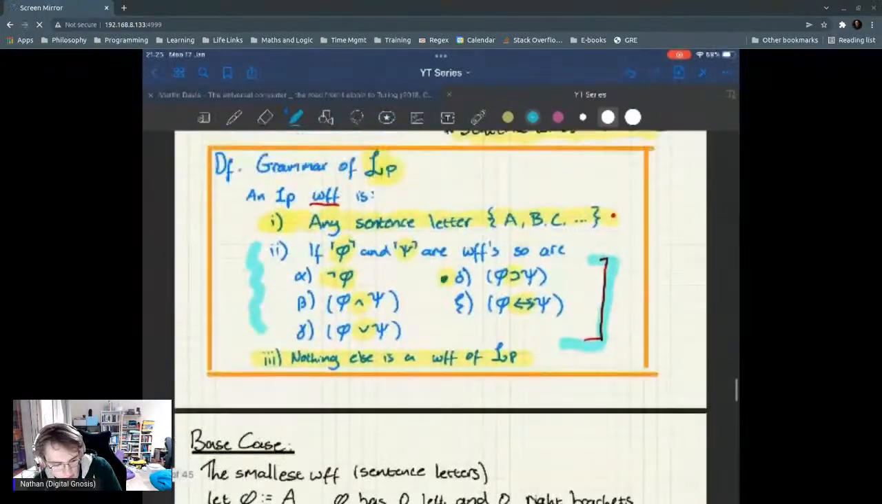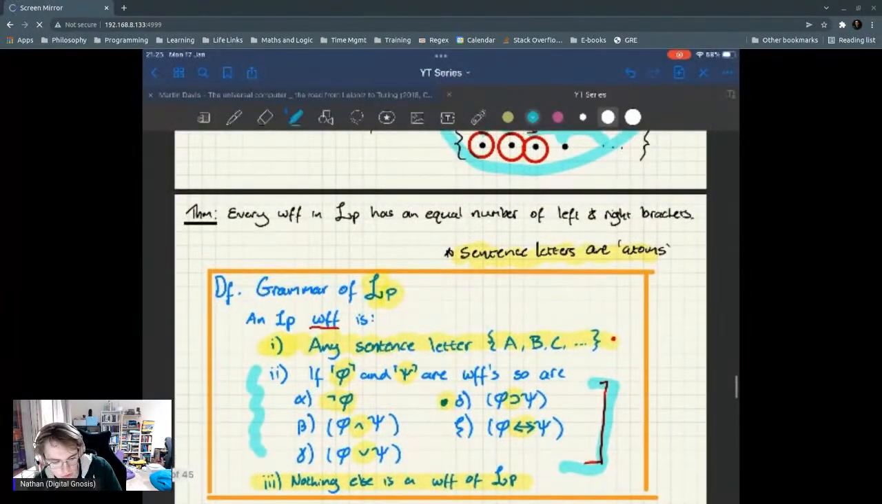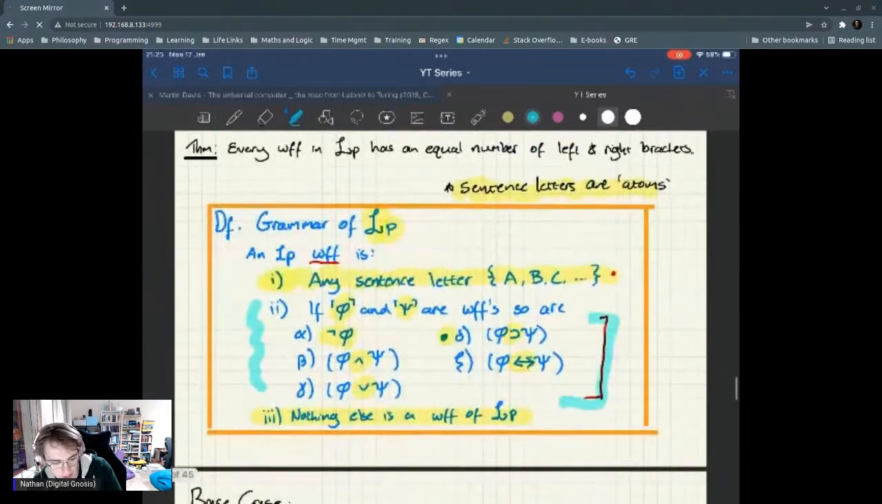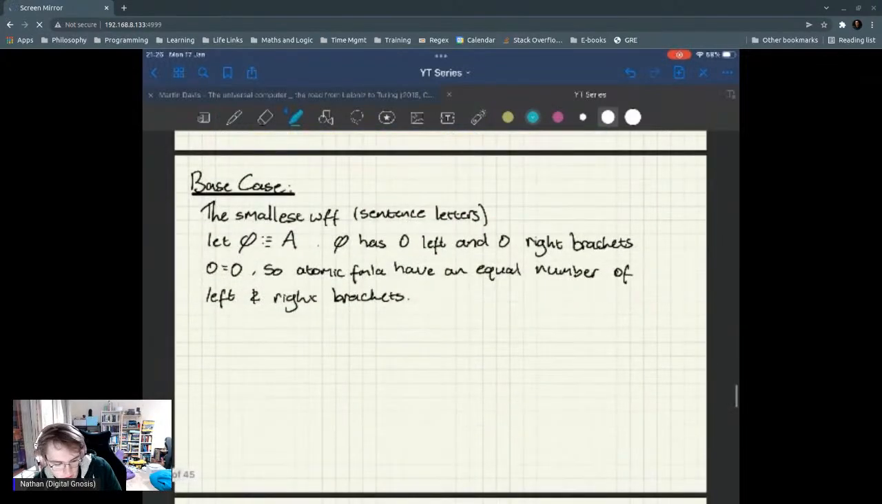Okay, so how would we go about proving this theorem that every well-formed formula in our propositional language has an equal number of left and right brackets? Well, firstly, think about what our smallest case is that we can prove it for. Well, that's going to be the sentence letters of our language. So the smallest well-formed formulas, sentence letters, are what we're going to prove it for in the first case.